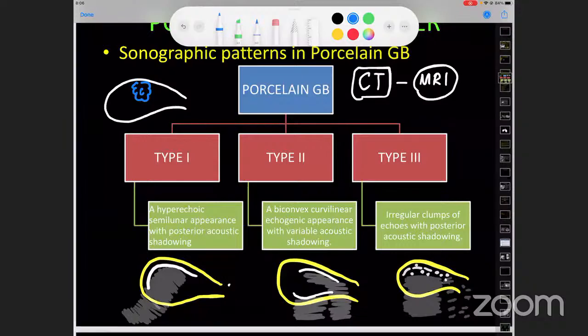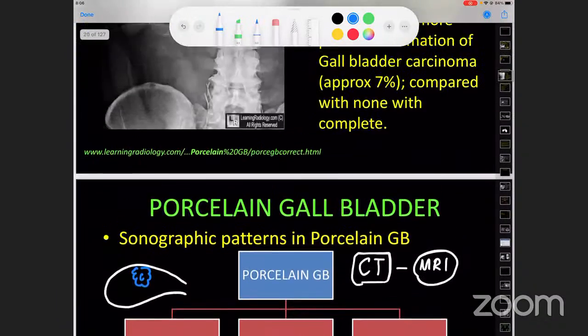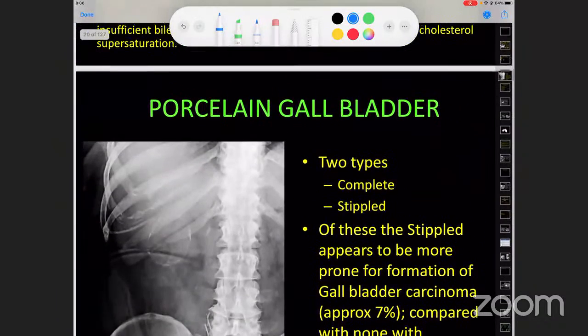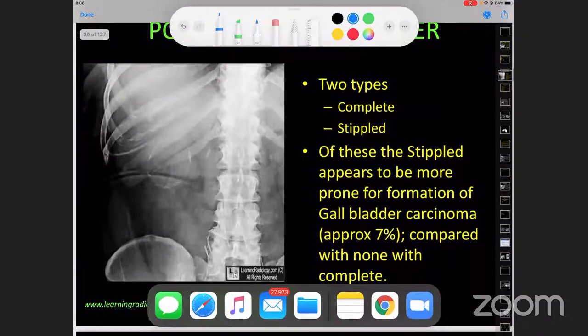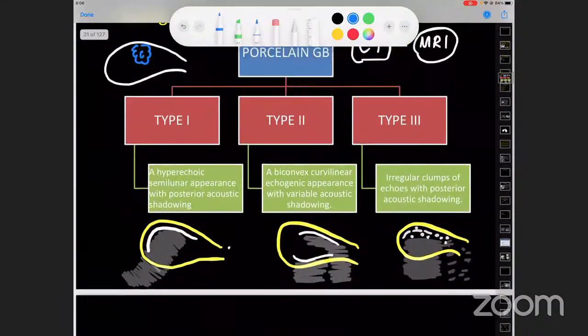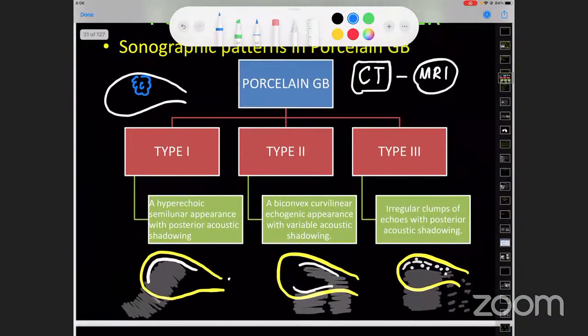So next day, Avik, can we also discuss how to distinguish between cancer, because we'll be discussing cancer gallbladder, xanthogranulomatous cholecystitis and cancer. What do you think, Ramanuj?